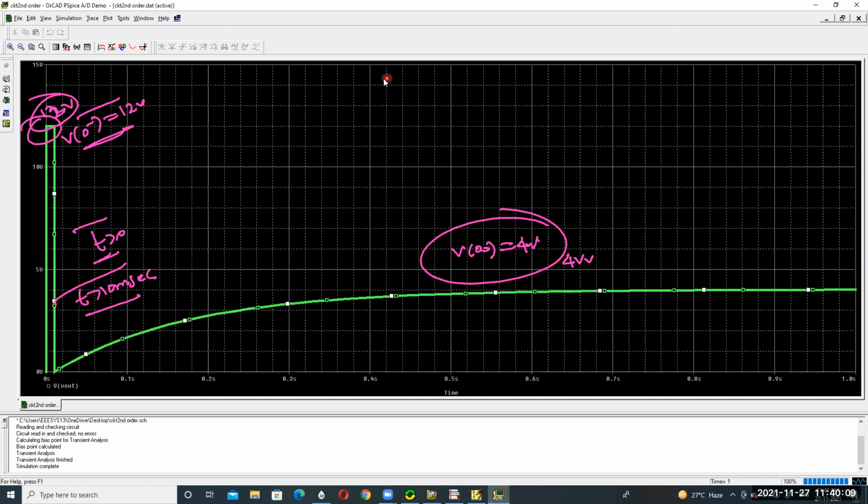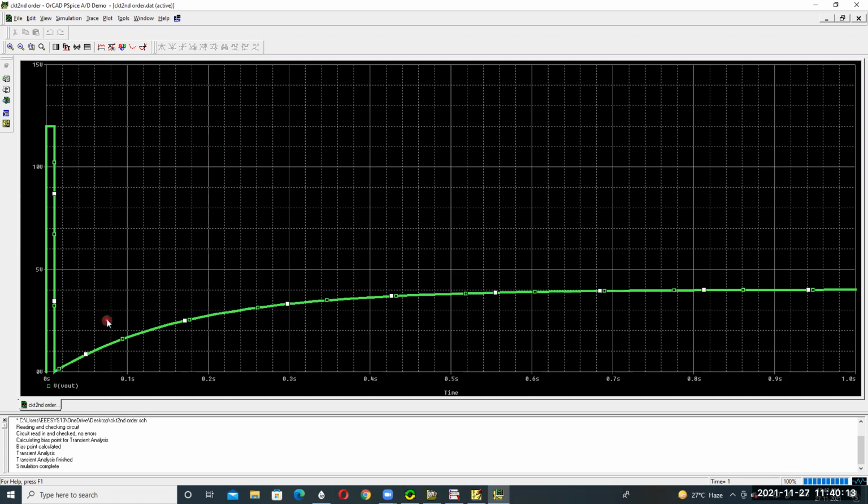So by using PSpice, we have to verify the results in this way by using time domain analysis. If you want to know this voltage, select this V output and then press this icon and then place mark curves. For example, take a mark here and you will get 12 volts, the initial voltage across the capacitor. And if you want to know this voltage, press again and you will get 3.99, that is 4 volts. So like this you will get the results, and then you have to verify the results by using PSpice.